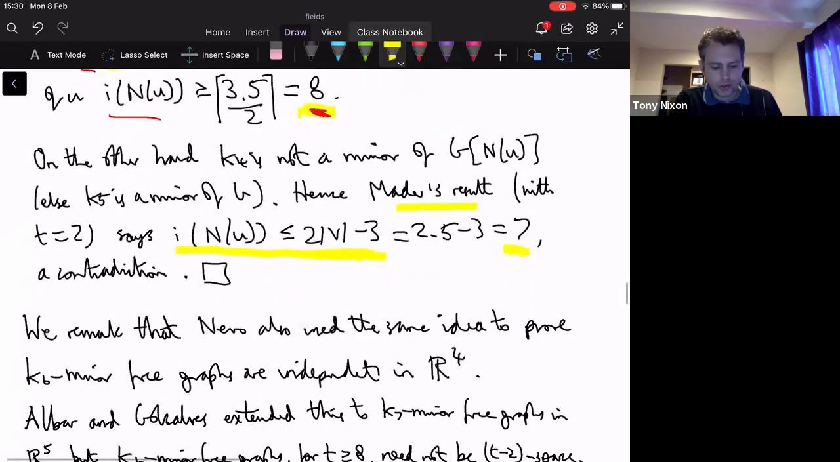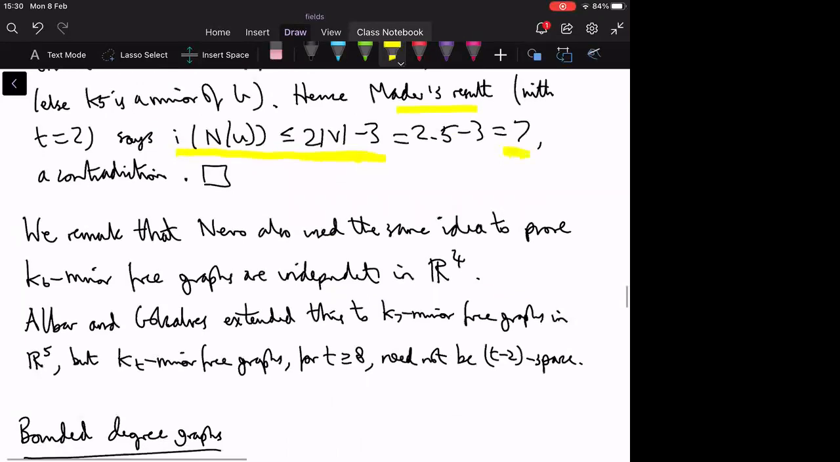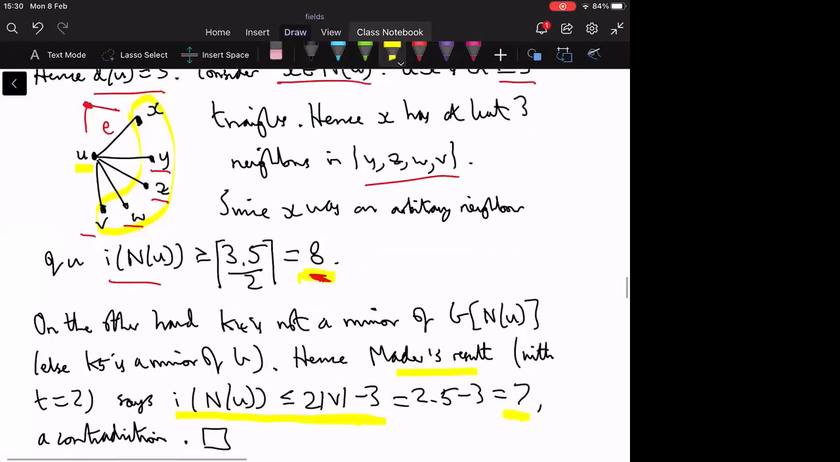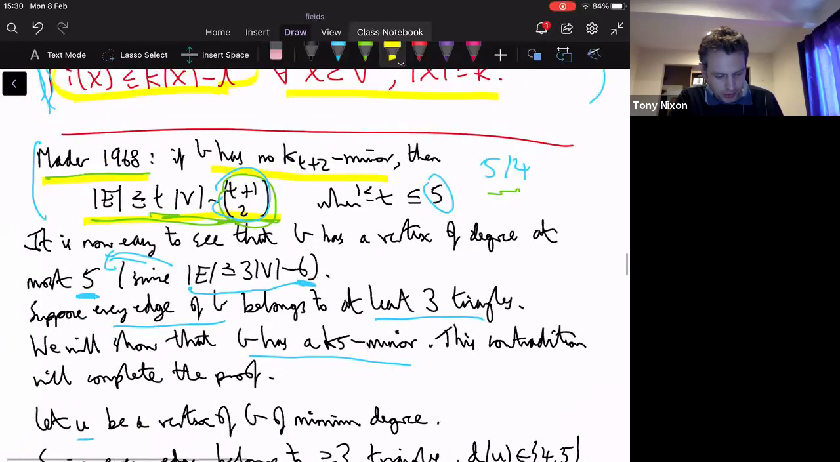Okay, any questions on that proof? Can you scroll back up to Mader's result? Yes, here it is. So it's been scribbled all over, but it says if G has no K_{T+2} minor, and T is in some range, then the number of edges is at most T times V minus T plus 1 choose 2. Okay, thanks.